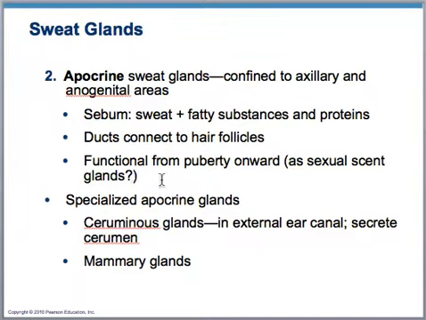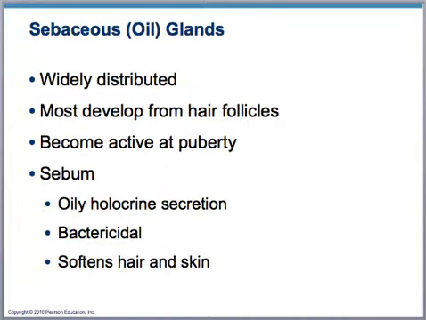We have specialized apocrine glands that we find in our ear. So as you know, our ears produce earwax. This is actually a specialized version of those apocrine sweat glands, and also in our mammary glands, more commonly in females, and again stimulated during puberty and when the female is pregnant.